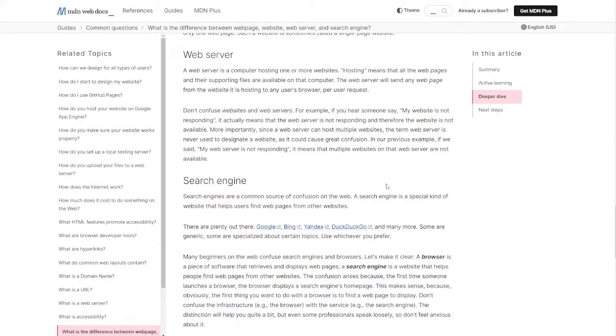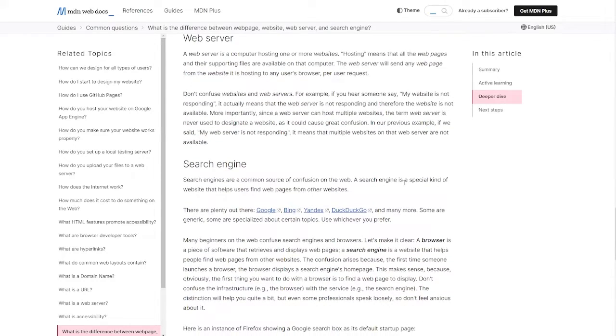For example, if you hear someone say, "My website is not responding," it actually means that the web server is not responding and therefore the website is not available. More importantly, since a web server can host multiple websites, the term web server is never used to designate a website, as it could cause great confusion. In our previous example, if we said, "My web server is not responding," it means that multiple websites on the web server are not available.